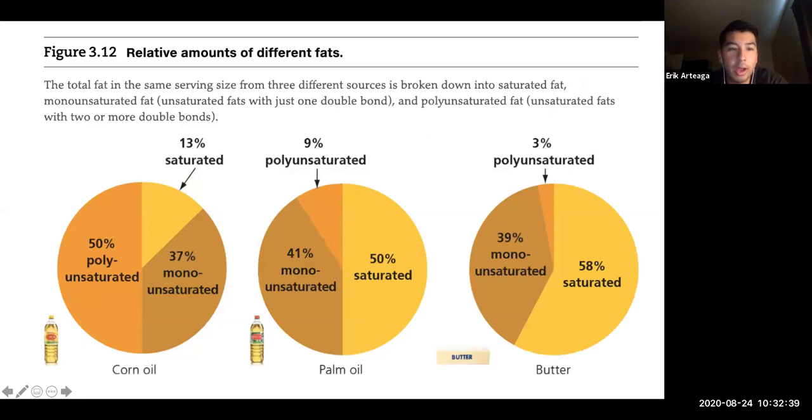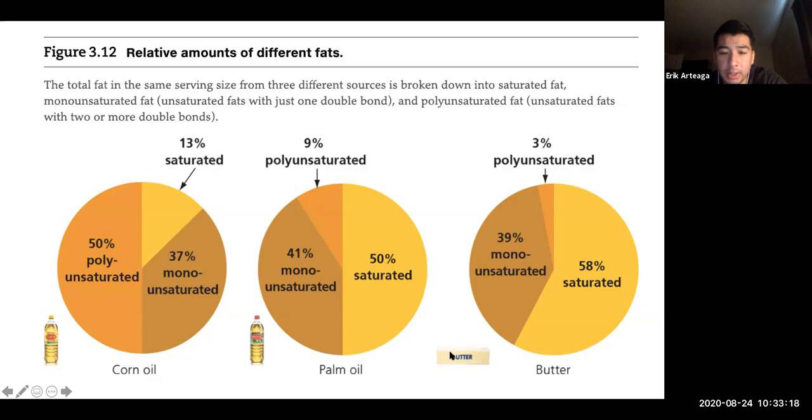So the total fat in the same serving size from 3 different sources is broken down into saturated fat, monounsaturated fat, unsaturated fats with just 1 double bond, and polyunsaturated fat, so unsaturated fats with 2 or more double bonds, right? And you don't really need to know the polyunsaturated fat or the monounsaturated fat. Again, I just need you to know the difference between saturated and unsaturated, right? So saturated, again, is going to be more like butter. Unsaturated, think oils.